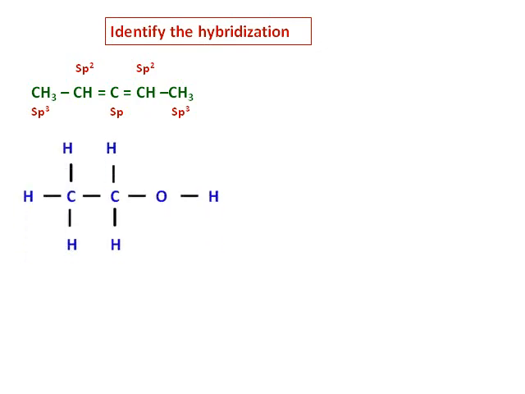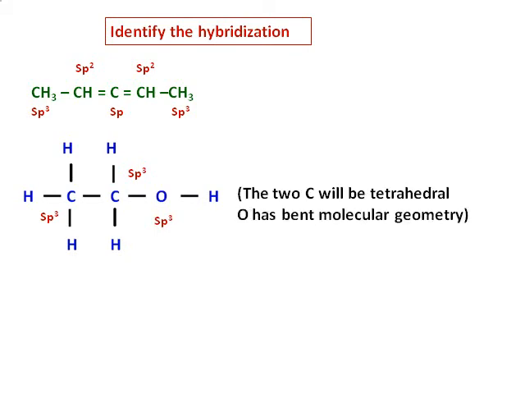So the next molecule, similarly, look into the number of bonds around the carbon. A single bonded carbon is always sp3 hybrid. The oxygen over there is also an sp3 hybrid, and the 2 carbons of the second molecule will have a tetrahedral geometry, whereas the oxygen, in spite of being an sp3 hybrid, will have 2 lone pairs on it, hence it will have a bent molecular geometry.